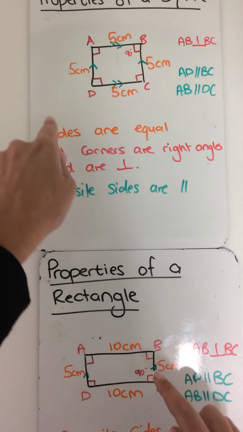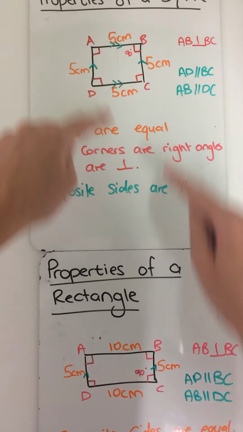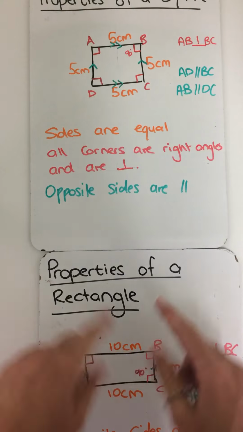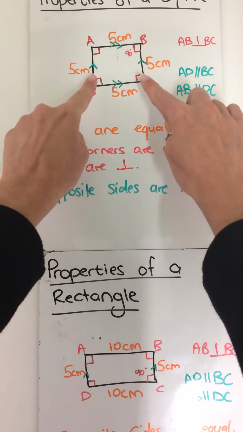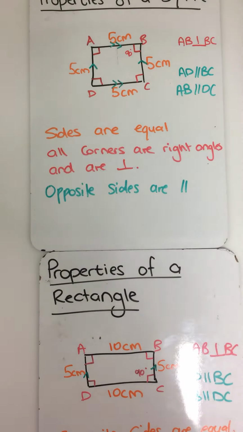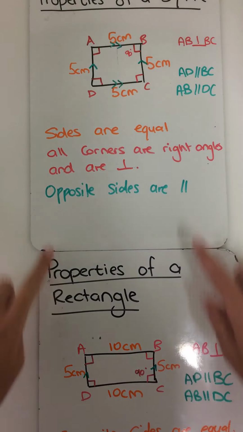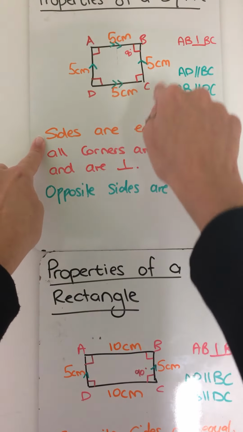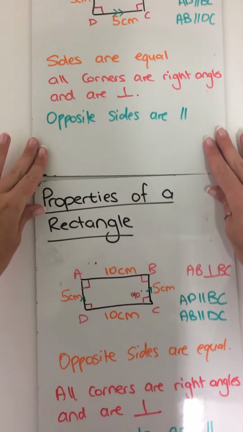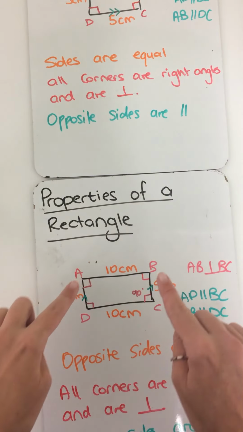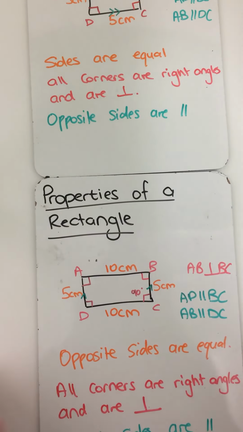Both of them have opposite sides that are parallel. Both of them have corners that are 90 degrees. The only difference is the length. In a square, all the sides are an equal length, but in a rectangle, only the opposite sides are equal length. Otherwise, their properties are the same.